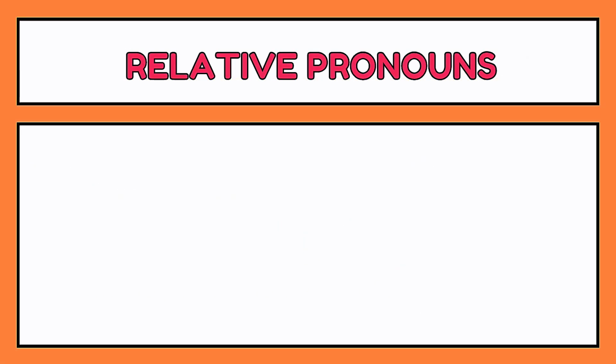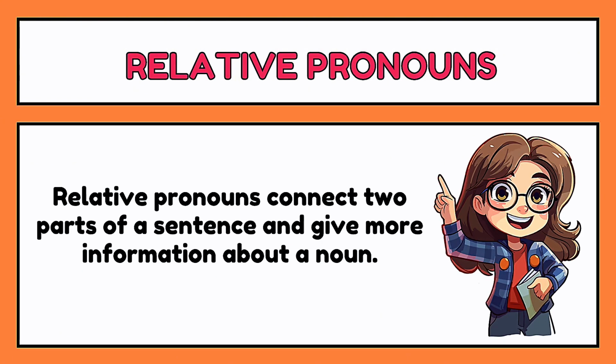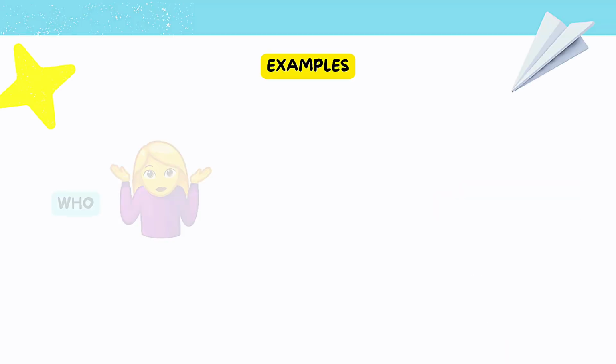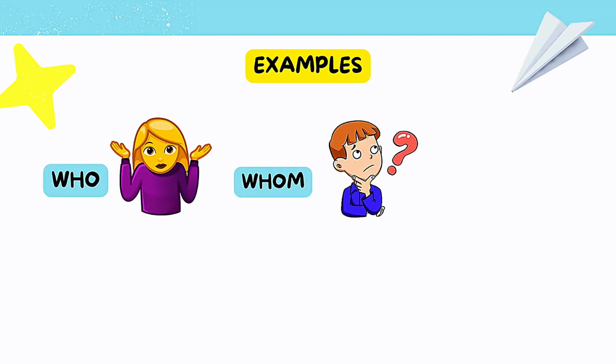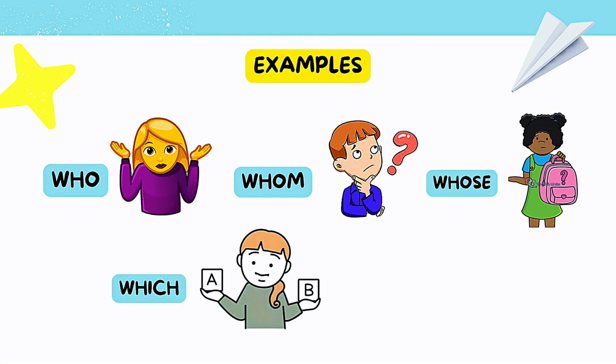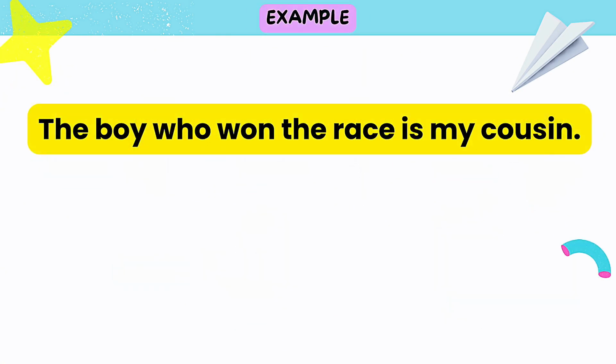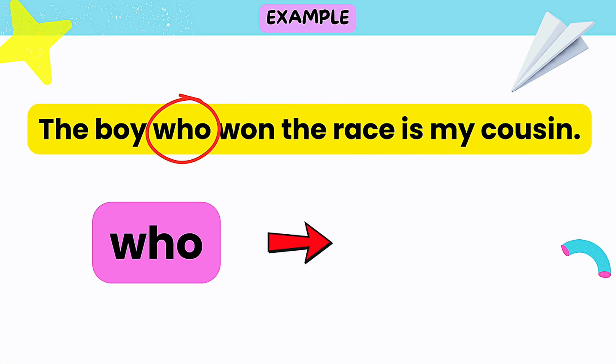7. Relative pronouns. Relative pronouns connect two parts of a sentence and give more information about a noun. Examples: who, whom, whose, which, that. Look at this sentence. The boy who won the race is my cousin. The word who connects boy to the rest of the sentence. So who is a relative pronoun.